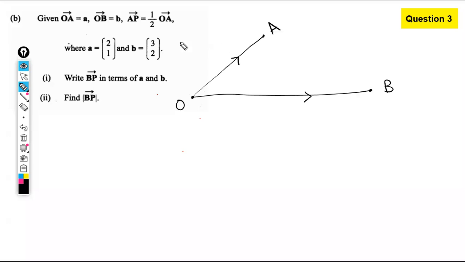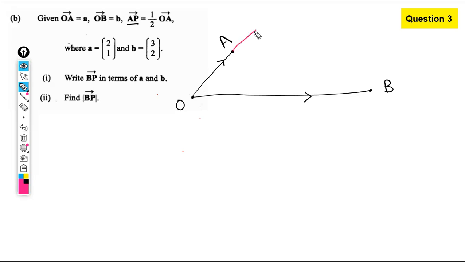And they said that AP is half of OA. So that means if you're journeying from O to A, right? AP is half that distance, but after A. Right, let me draw it a little bit better. I drew it a little too far here. Let me draw it a little better. Let's say OA is over here, right? Tell me if this makes sense.